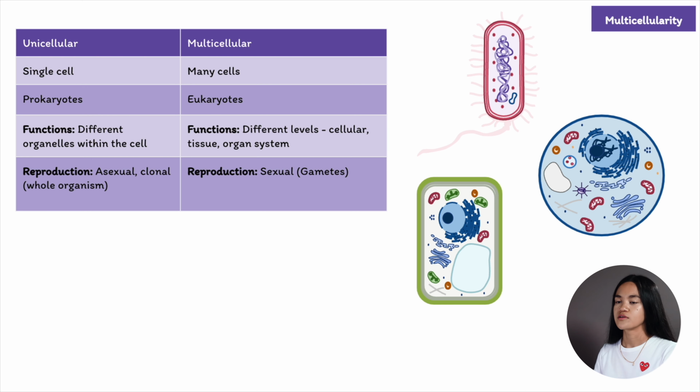Now, in multicellular organisms, the functions that are crucial to sustain life are shared between different types of cells, specialized cells. A multicellular organism contains different types of cells that work together for the survival of the whole organism. The functions are carried out at cellular, tissue, organ, and organ systems level, and we're going to break this down. And reproduction is mostly sexual reproduction, and only reproductive cells will carry out this function, and these are called gametes.